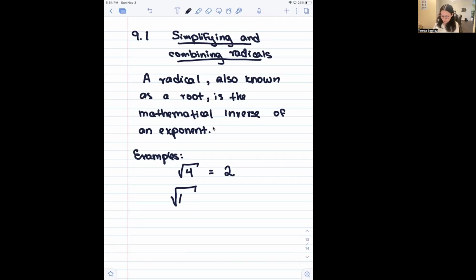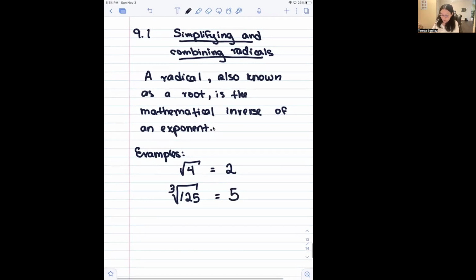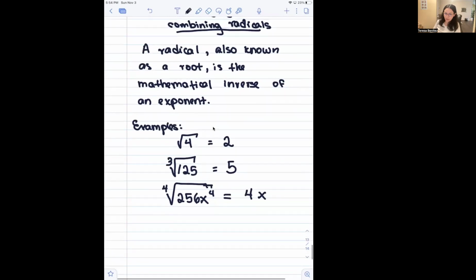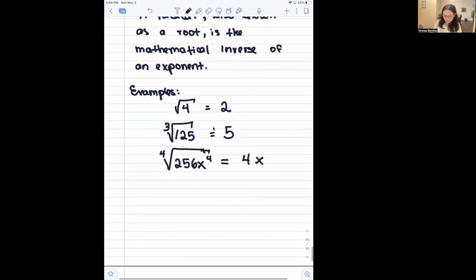So if I'm looking for the cube root of 125, we would write it like this. Then we'll practice this step by step. But these are just examples of these radicals, also known as roots. And in this case, it will be what number multiplied by itself 3 times will give me 125. And another example of a root would be, let's say that we have 256 times x to the power of 4, and we're looking for the fourth root of this, which would be 4x, and we will learn how to do that today.